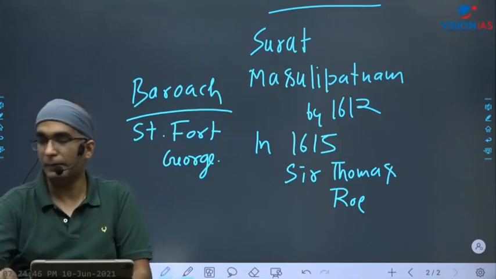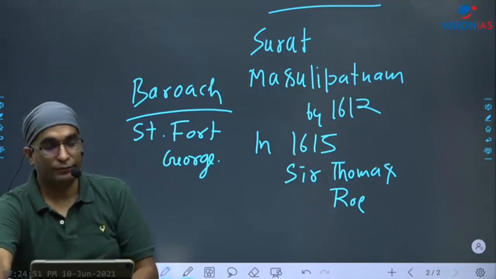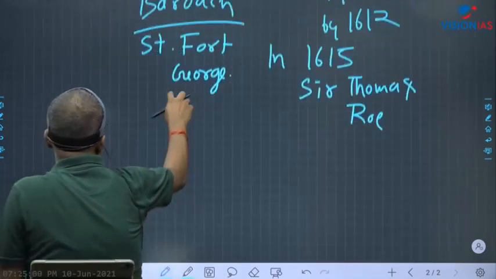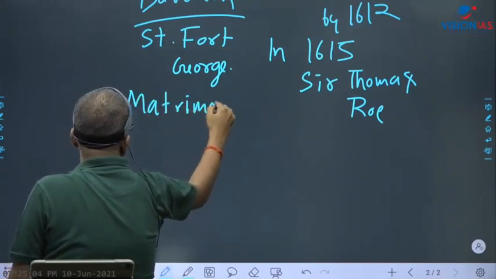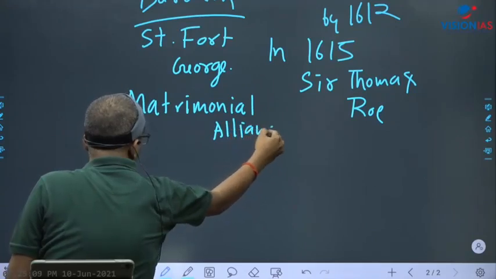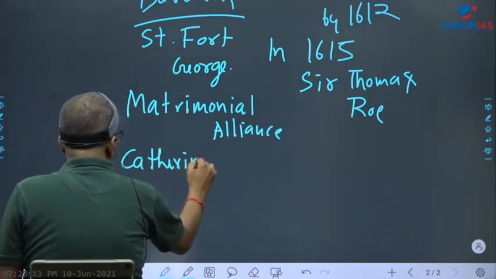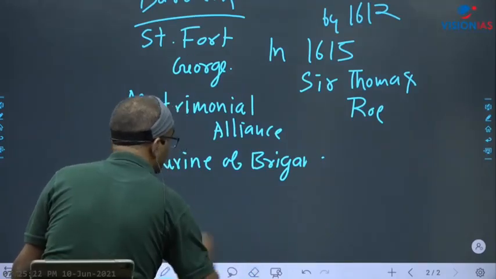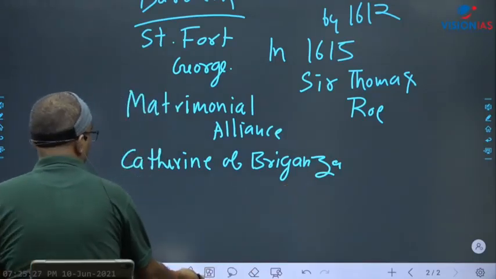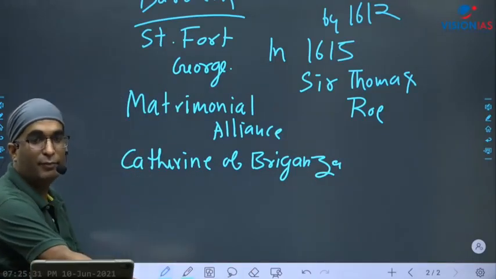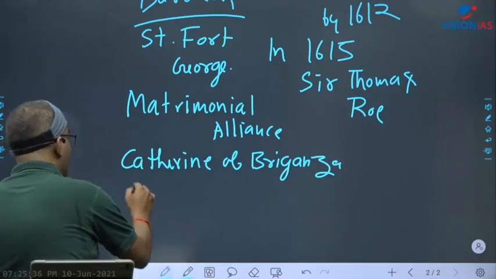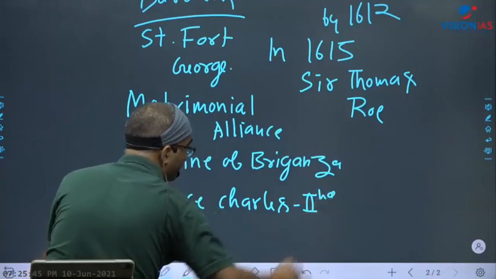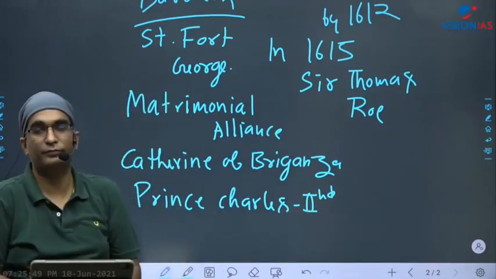Please write a few words. In 1661, there was a matrimonial alliance between Princess Catherine of Braganza of Portugal and Prince Charles II of Britain.